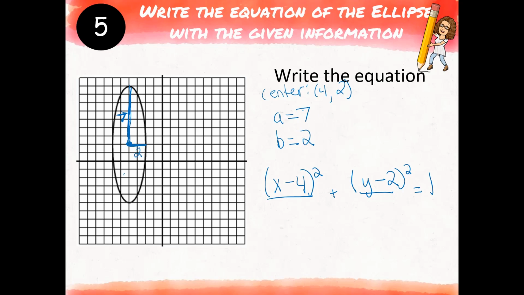So my A value squared has to go under the Y, and my B value squared has to go under the X. And that is because it is a vertical ellipse.